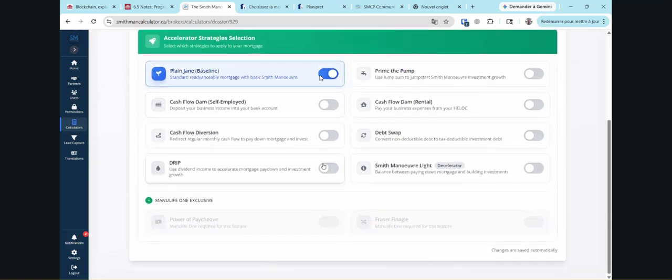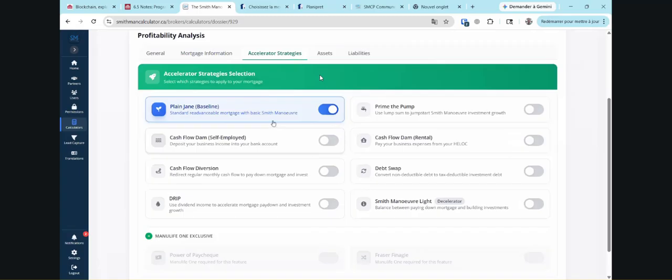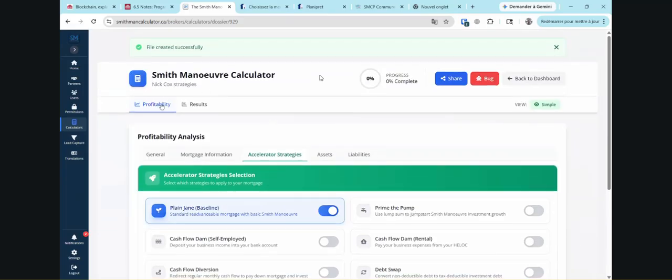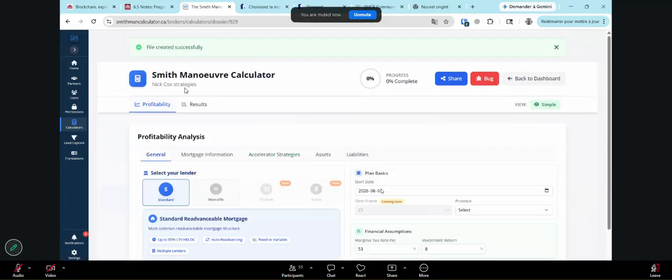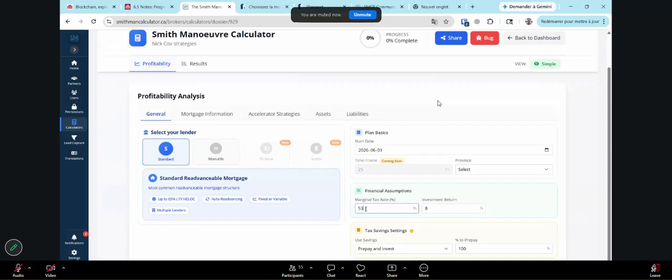So these are the different strategies that we look at here at Smith Maneuver. So there's a whole variety of them. Let's just start with a simple, plain Jane Smith Maneuver. So just a really simple Smith Maneuver. And just a reminder at the beginning, you put a 53% marginal tax rate. Let's put 50. And 8% return. Okay, so let's go back.